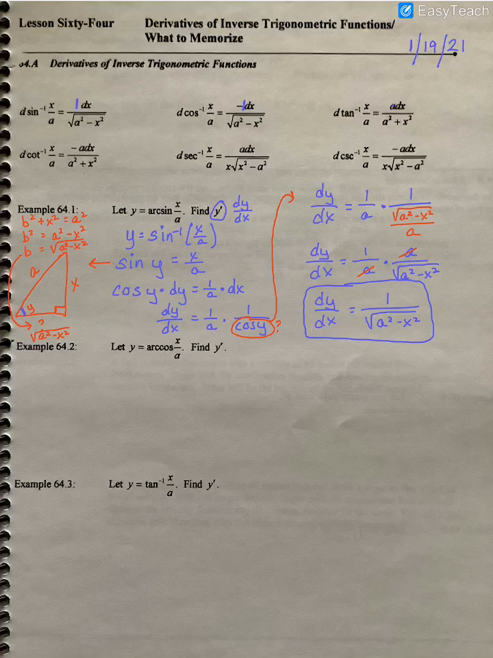Example 2 gives us y equals arc cosine of x over a, find y prime. Out of habit, and I think it's just more what I'm comfortable with, I tend to automatically rewrite this as cosine inverse of x over a. Now, if we're going to take this out of this inverse, so in other words, taking it from cosine inverse to cosine, what do we do with our input and output? They will switch. And so we're going to say the cosine of y is equal to x over a.